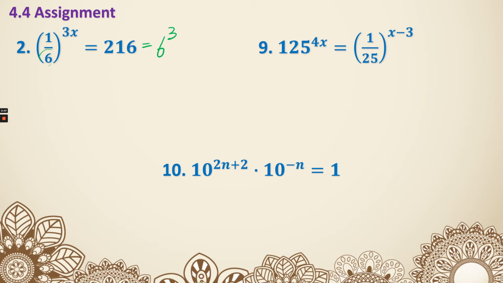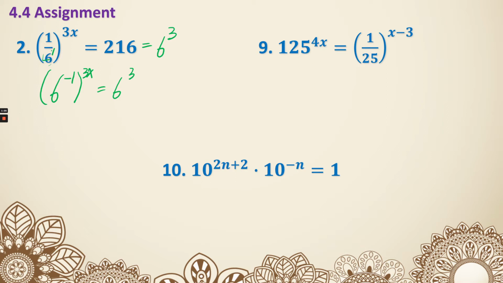As for the left side, well, we already know it's going to be a base 6, but right now it's in the fraction. The only way we can rewrite these fractions into just a normal base is to change them into negative exponents. So 1 over 6 is basically 1 over 6 to the first power. So I need to take it out of the fraction and give it a negative exponent. But the 3x is still going to be outside the parentheses. That does not change. I only rewrote the 1 over 6. The 3x is still outside. That equals 6 to the third power.